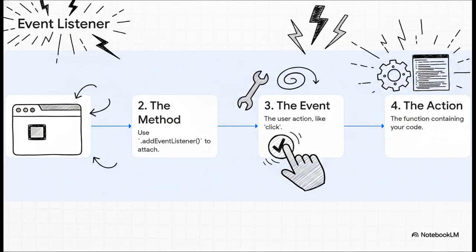Let's just break it down into 4 simple steps. 1, you've got your target, the element we just selected. 2, you attach the listener itself using the .addEventListener method. 3, you tell it what to listen for, in this case, a click. And 4, you give it the action, basically a function that holds all the code you want to run the moment that click happens.